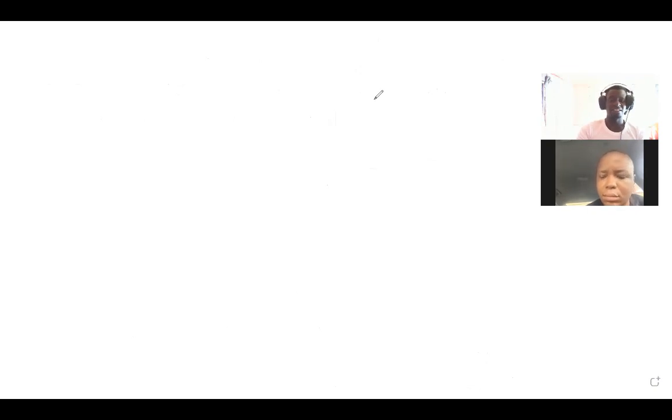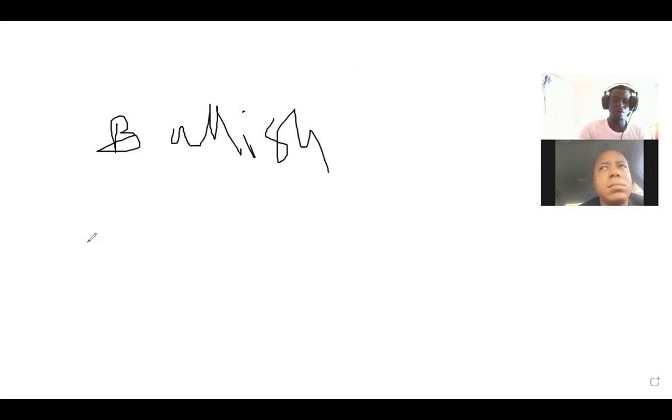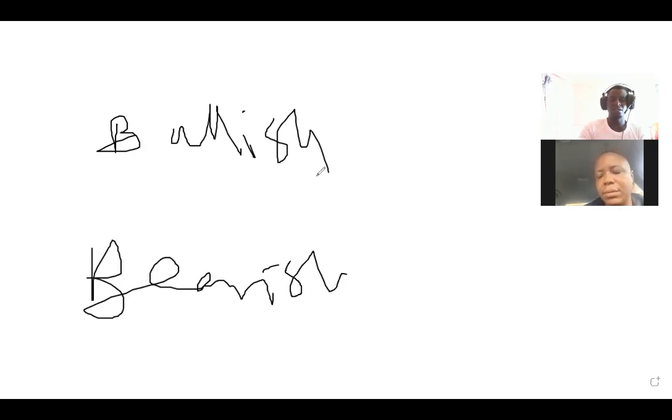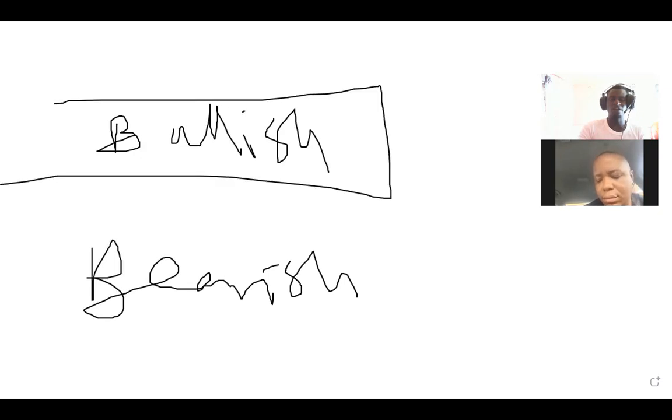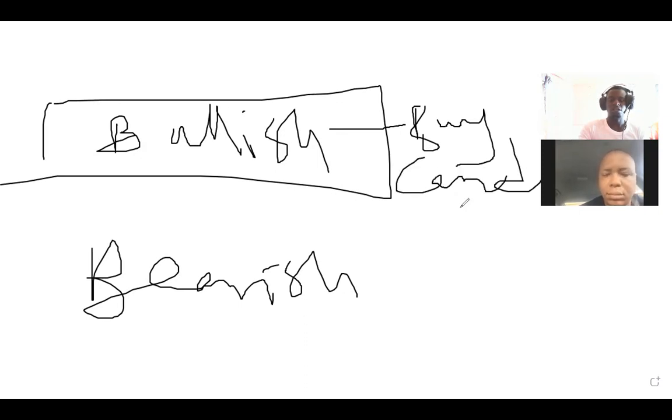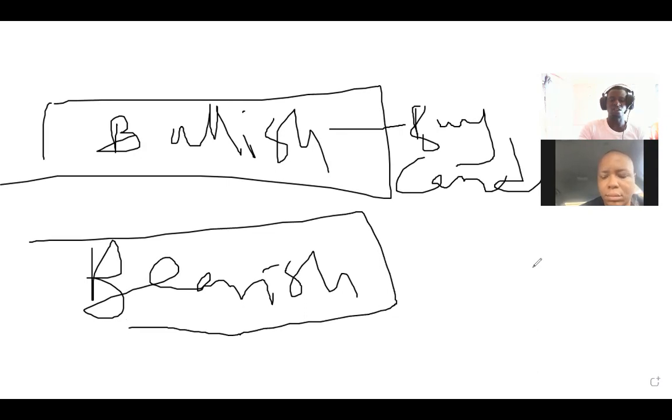Now, if this point has been taken into consideration or taken note of, the next thing we need to know is this word. We have what we call bullish, and we have what we call bearish. Bullish is up, bearish is down. So another word for a bullish candle is what we used to call the buy candle. For the bearish, it is what we call the sell candle.